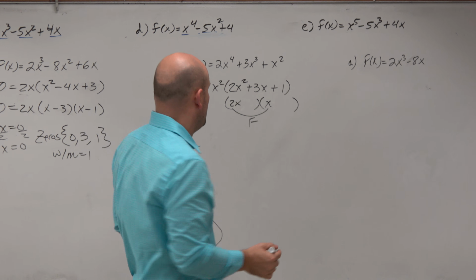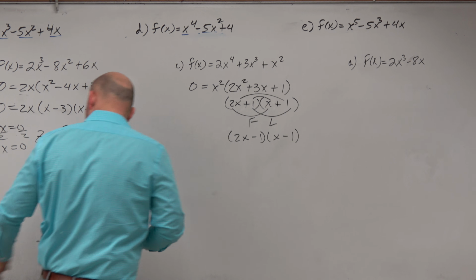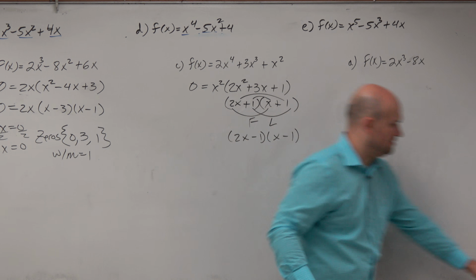Now, which one of these makes sense for my middle terms, right? The inner and the outer need to add to a positive 4x. So should my two factors be positive or the negatives? Positive. So you can see that out of the two options, you don't have to flip a coin. Hopefully you guys can see that that is the factored form.